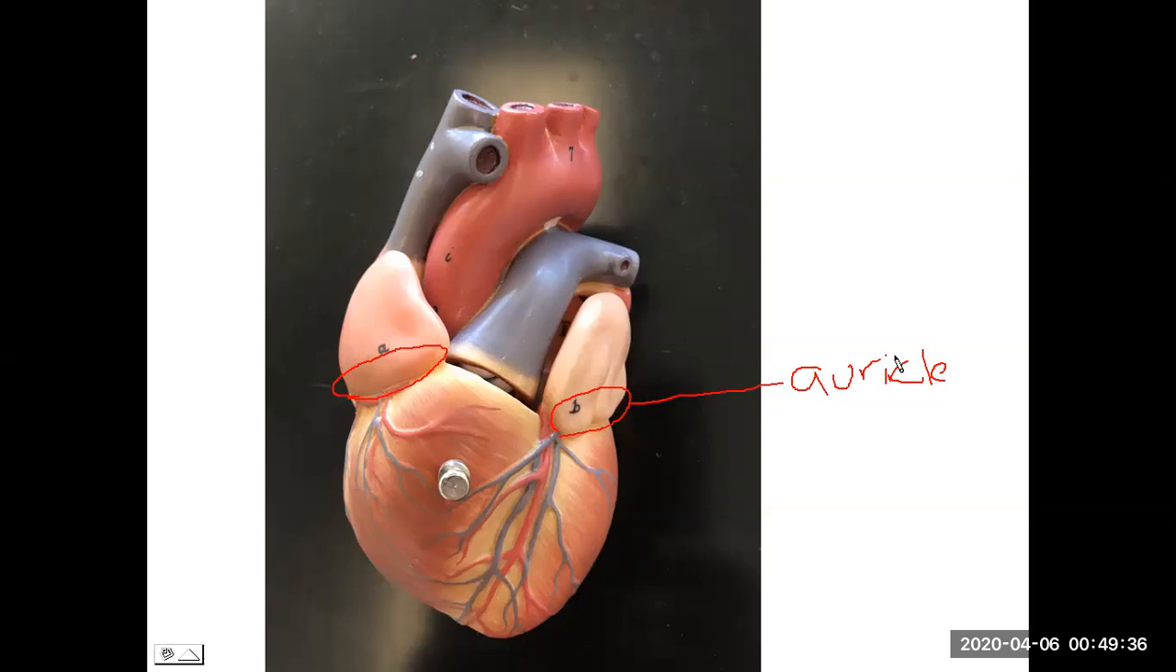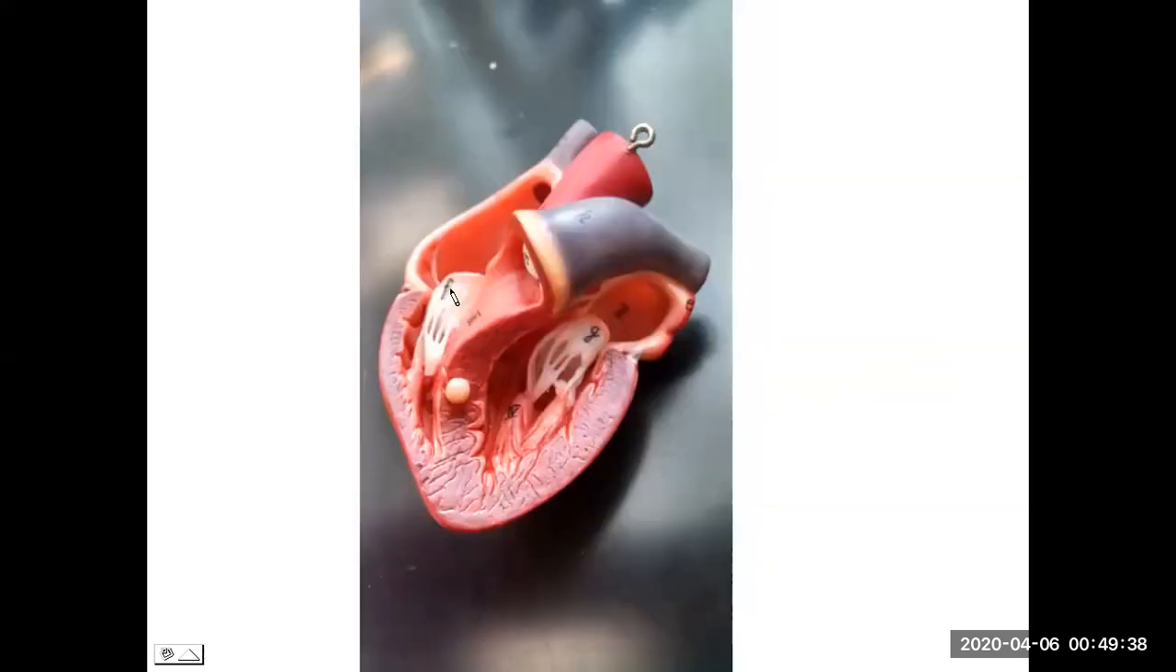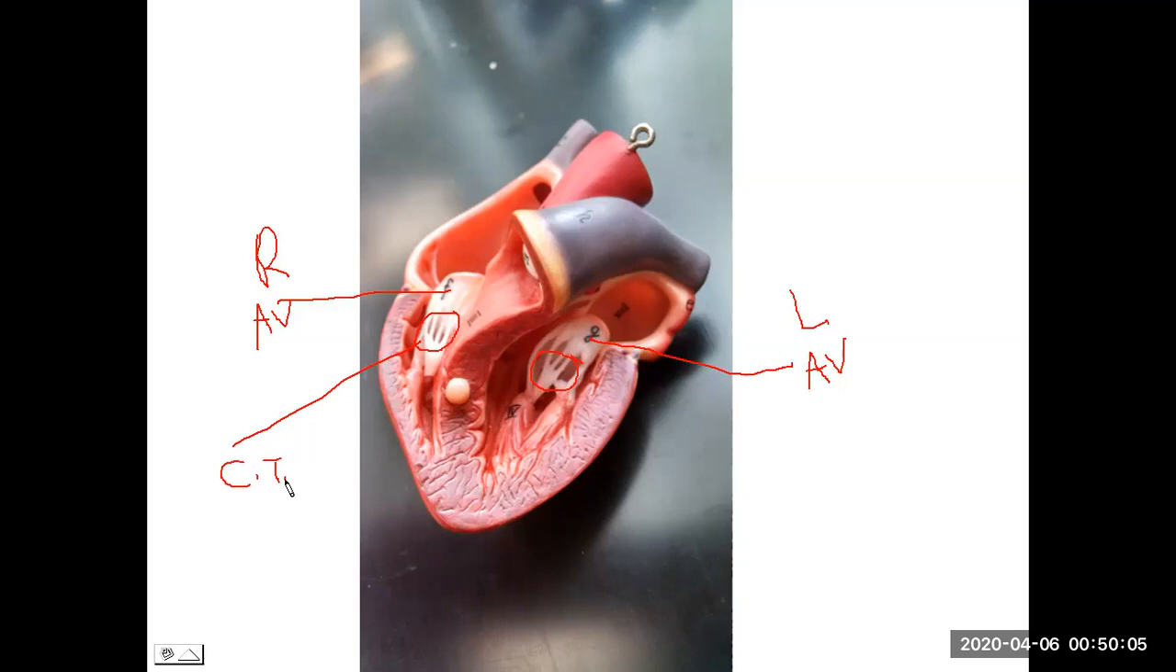And we'll open up the model again. We've already pointed out the atrioventricular valves, and we'll do that again for reference. So of course, here's the right side, and over here is the left atrioventricular valve. Inferior to each of them, where we see the tendons, these are known as chordae tendineae. So they're found inferior to each atrioventricular valve.